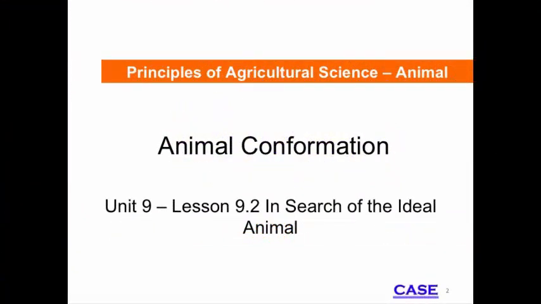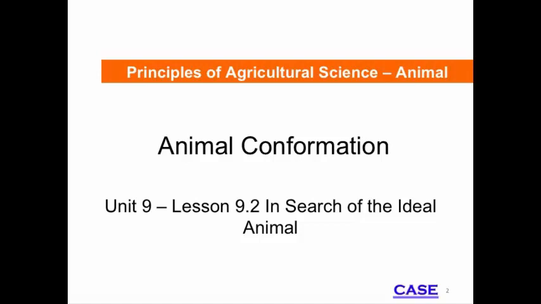Animal Conformation, Lesson 9.2, In Search of the Ideal Animal. You recently completed Activity 9.2.1, Selecting the Best, where you made decisions based on given priorities and criteria, and analyzed objects as they compared ideal criteria.